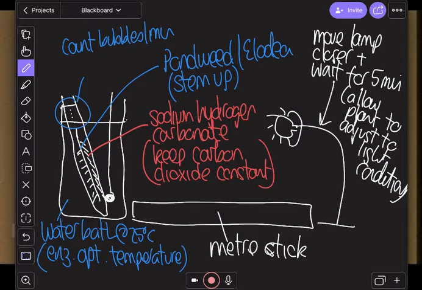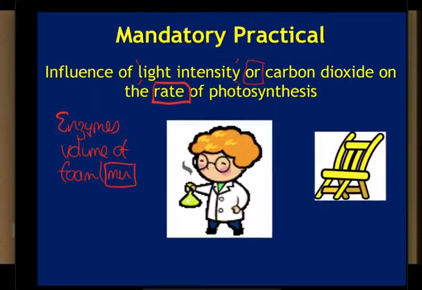Okay, I think that is pretty much everything that we have in there. So pause if you need to. I'm going to move on.